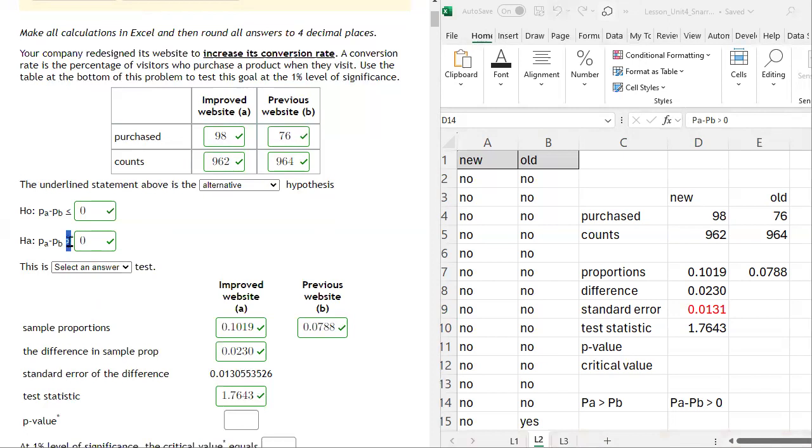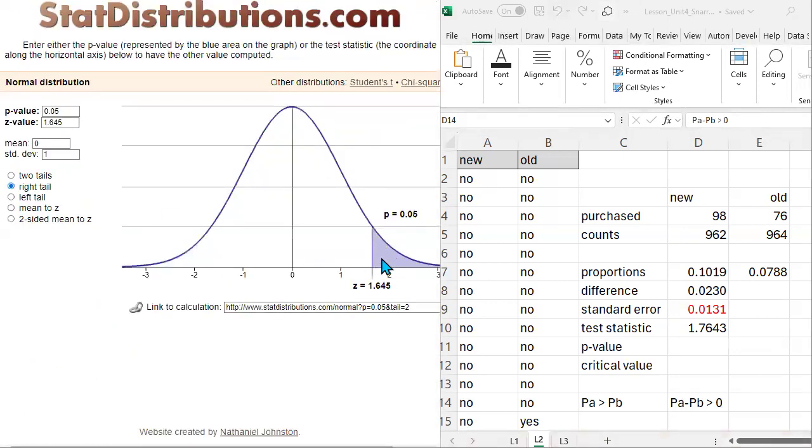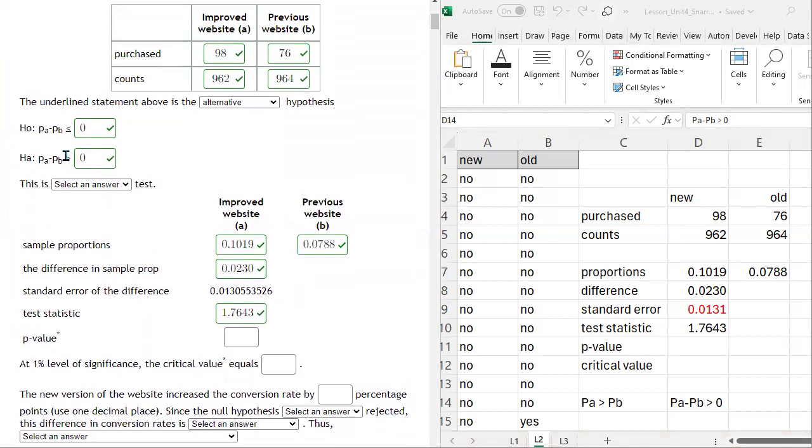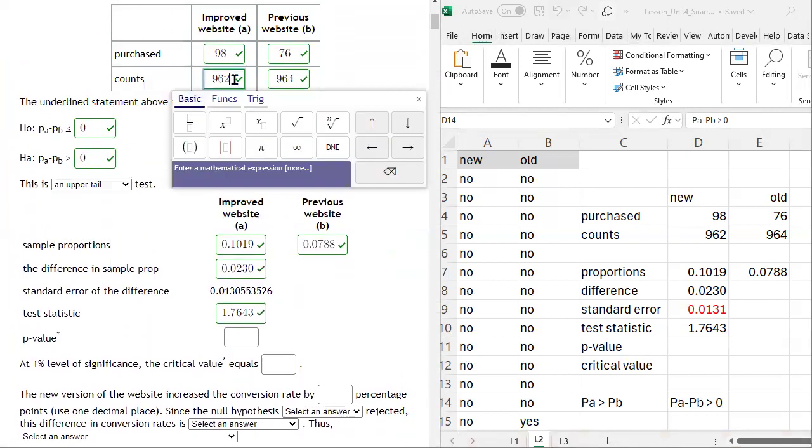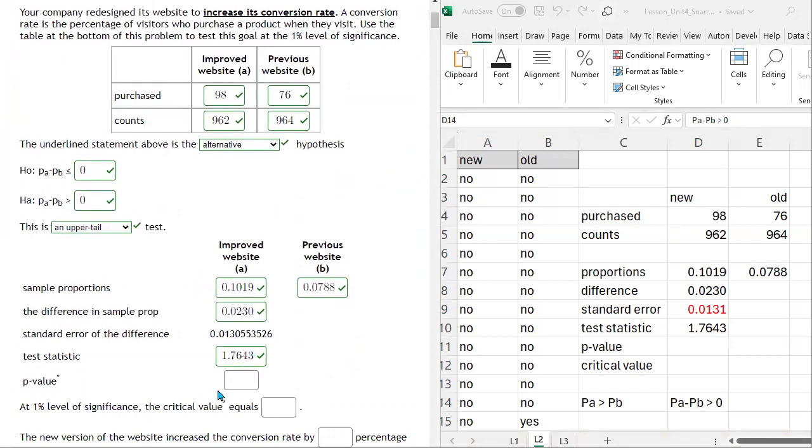Now, if you look right here to the alternative hypothesis, the inequality symbol's pointing to the right. It's pointing to the upper tail of the distribution, right? So this is saying right here, this is an upper tail test. Now, what we need to do is we need to calculate the p-value. We use the test statistic to get the p-value.